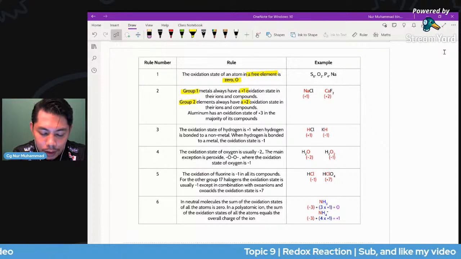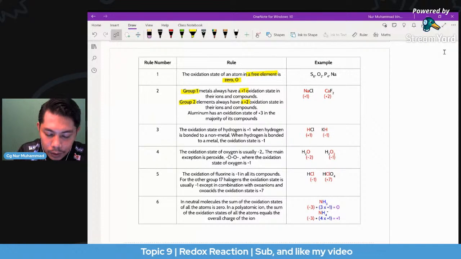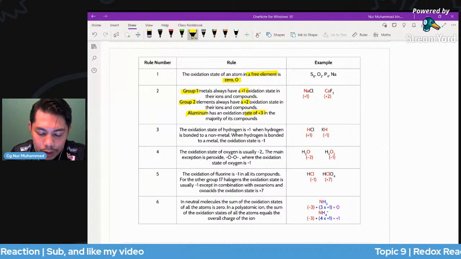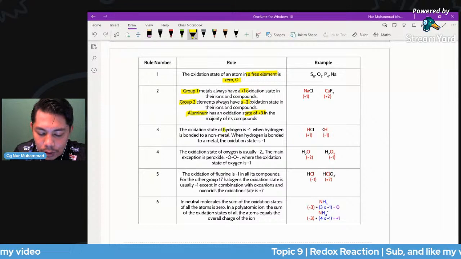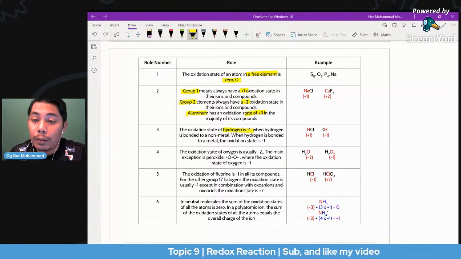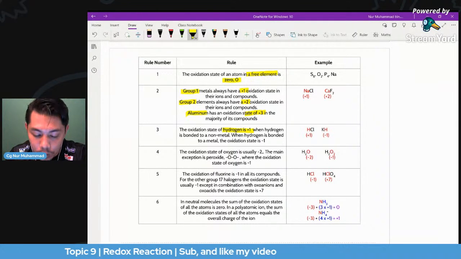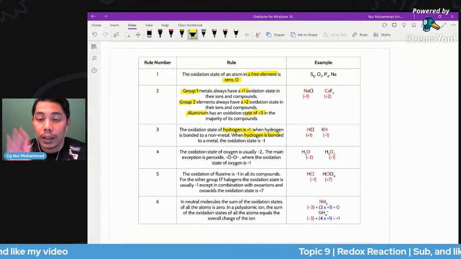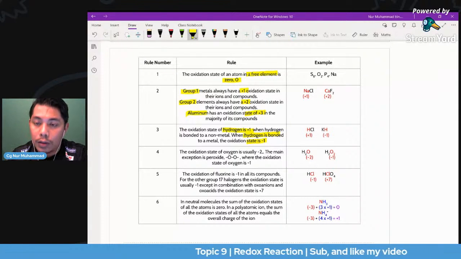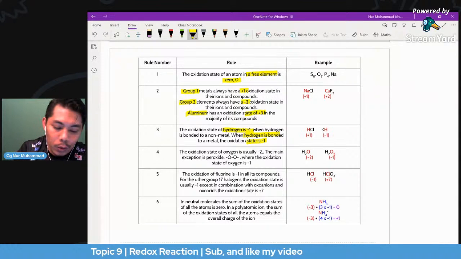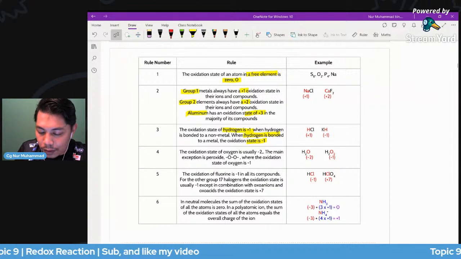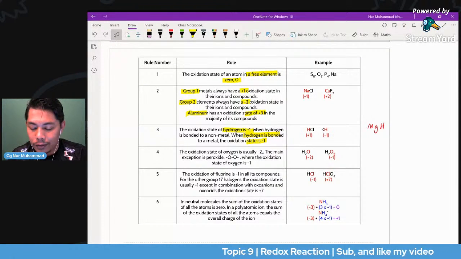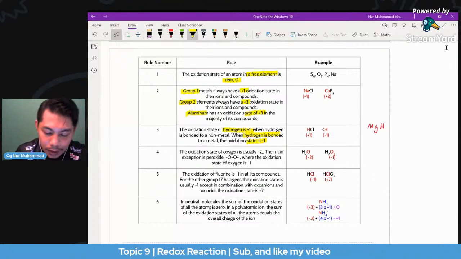Okay, next group 2. Lagi apa ni? Aluminium. Aluminium is 3 positive. Next apa lagi yang kamu kena ingat? Hydrogen. Hydrogen is positive charge, but hydrogen can be negative one when it combine to the metal. Kalau kamu tengok hydrogen dia combine dengan metal, charge dia akan jadi negatif, bukan lagi positif. Contohnya magnesium hydrogen, hydrogen tu akan jadi charge negatif automatically.